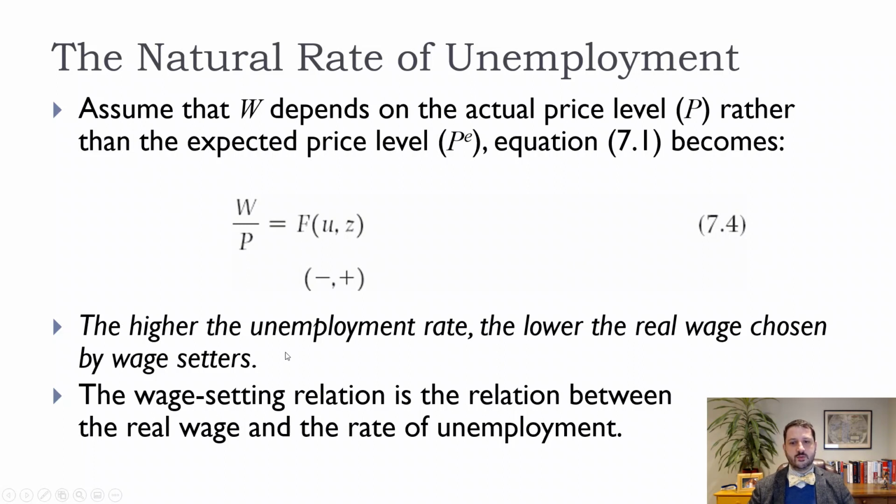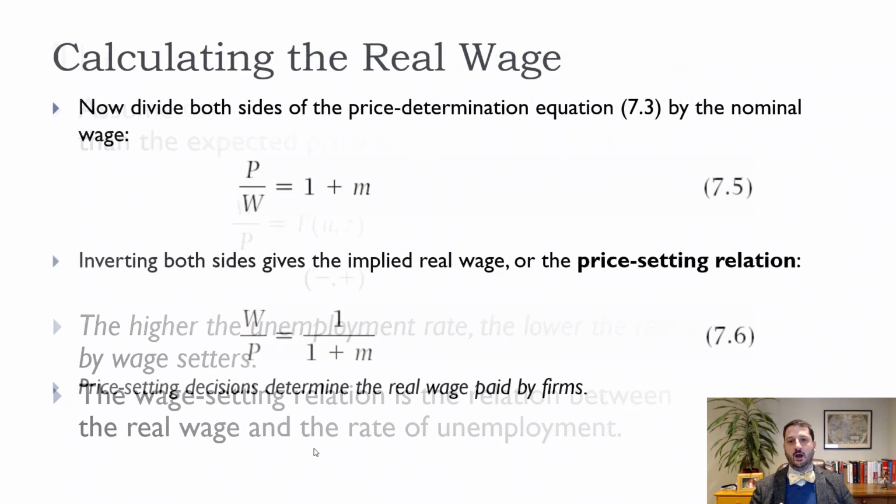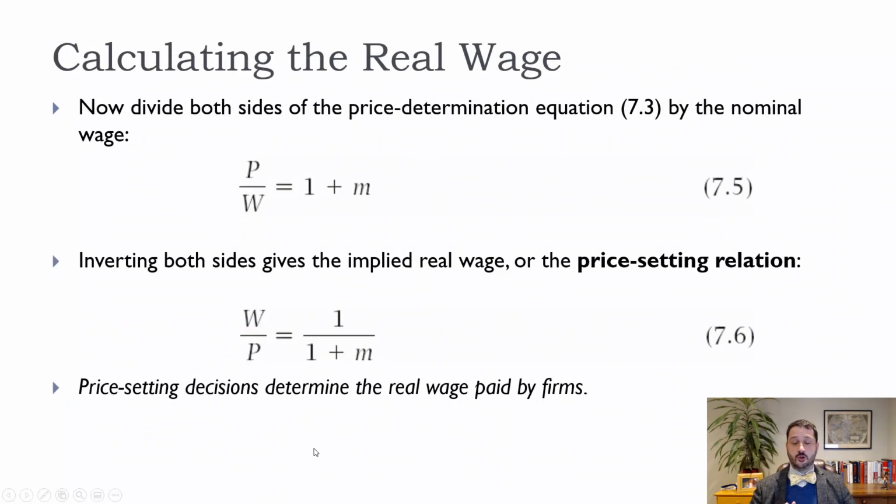So this means that when the unemployment rate goes up, we have a lower real wage, and when the unemployment rate goes down, we have a higher real wage. And we call this the wage setting relation, and we're going to graph basically the wage against the unemployment rate. In order to determine the actual unemployment rate, we need to go back to our price setting equation.